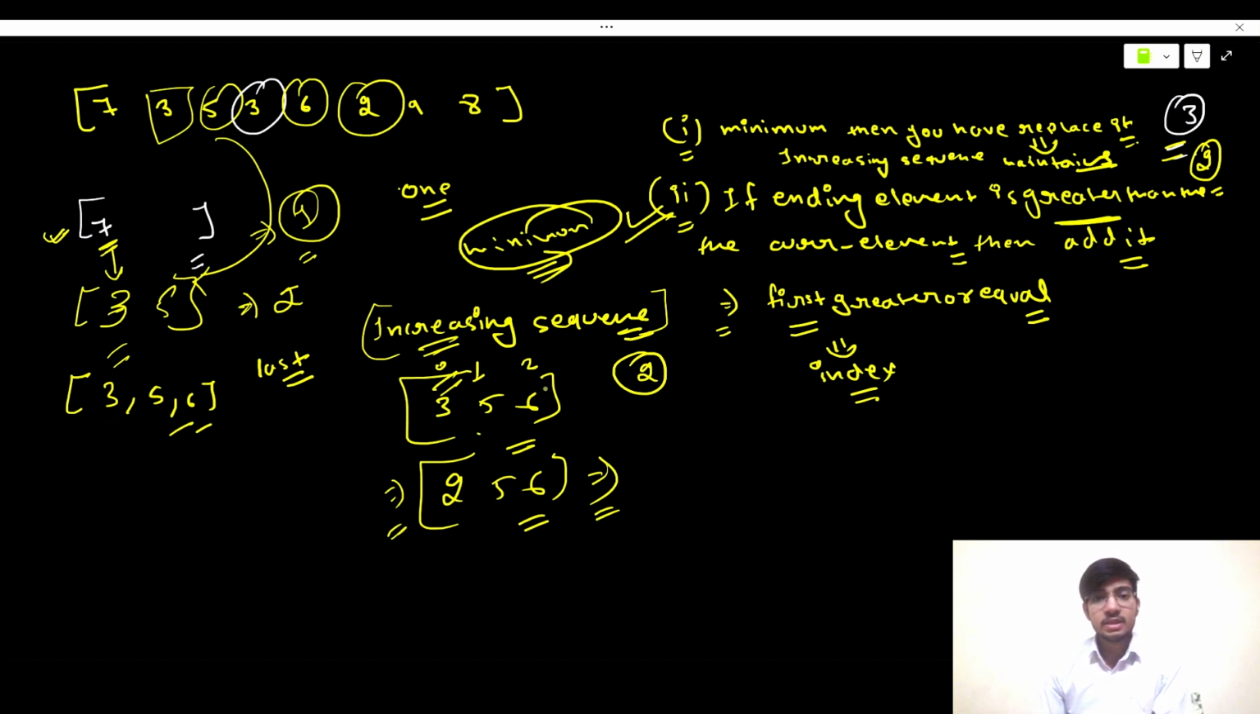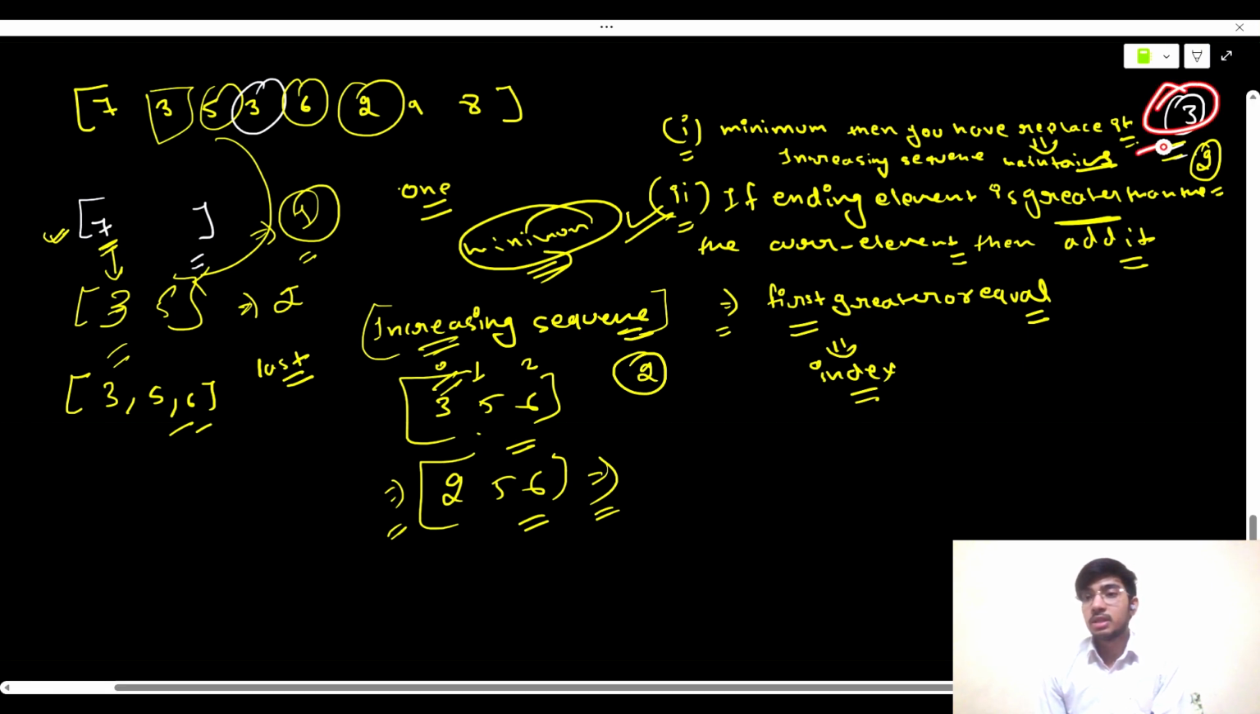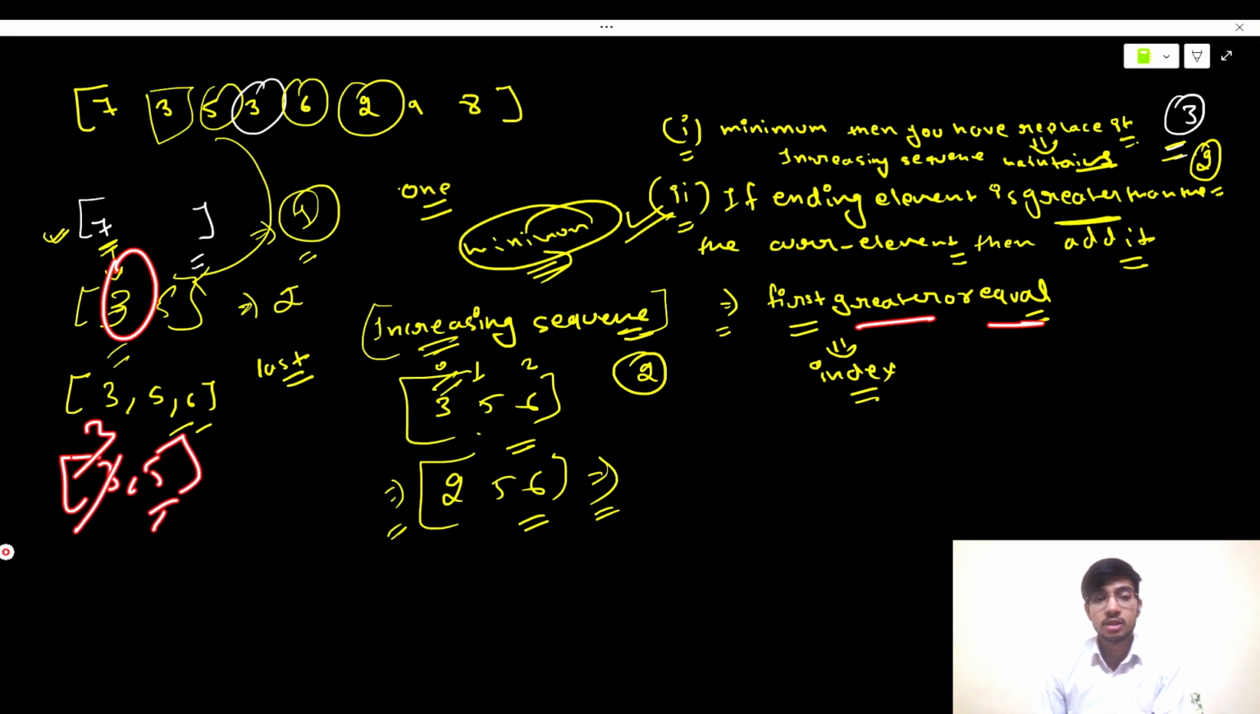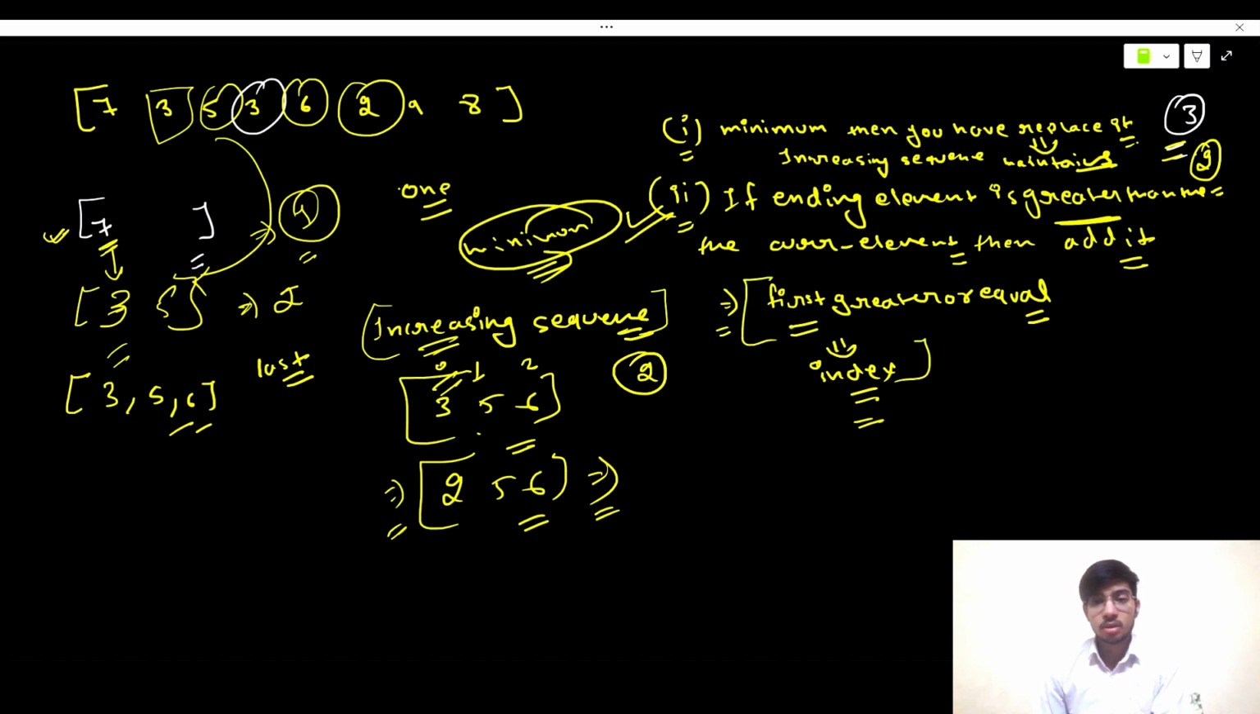Now let's see the next. Now let's try to replace 3. At this point, you cannot simply add 3, so you have to replace it at some position in the sequence such that the increasing sequence is maintained. You found the first greater or equal, which is 3 itself. So the sequence remains the same. You replace 3 with 3.